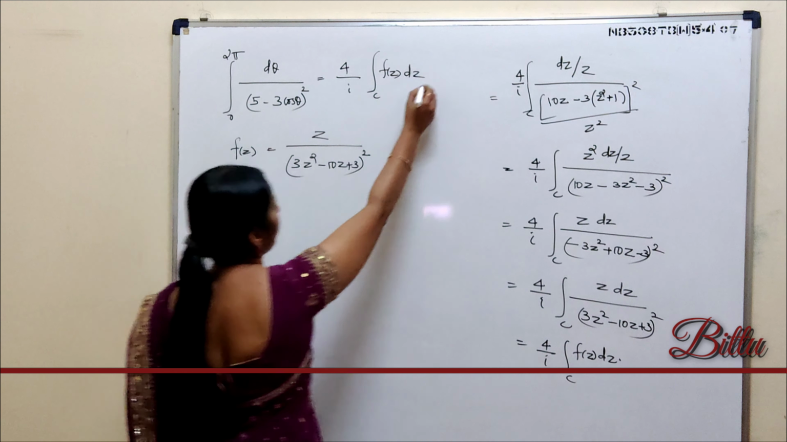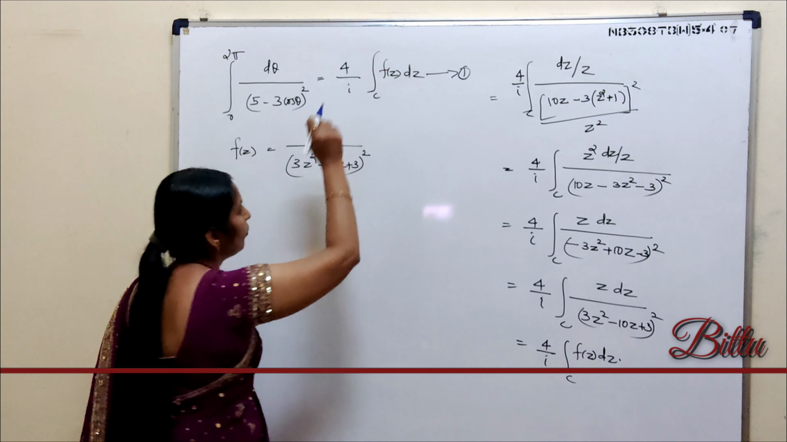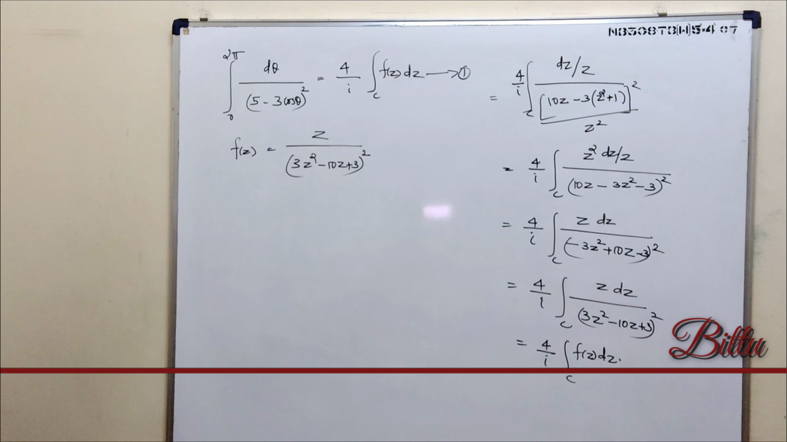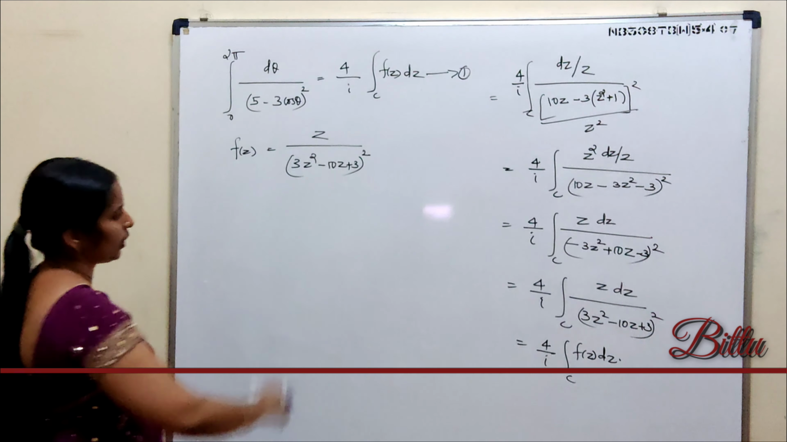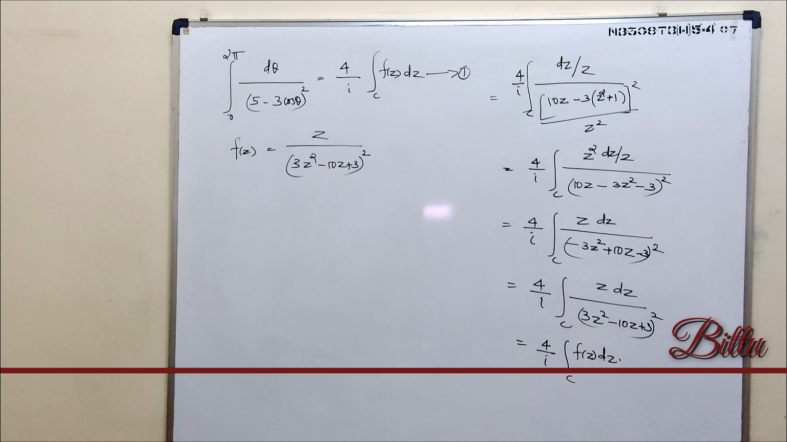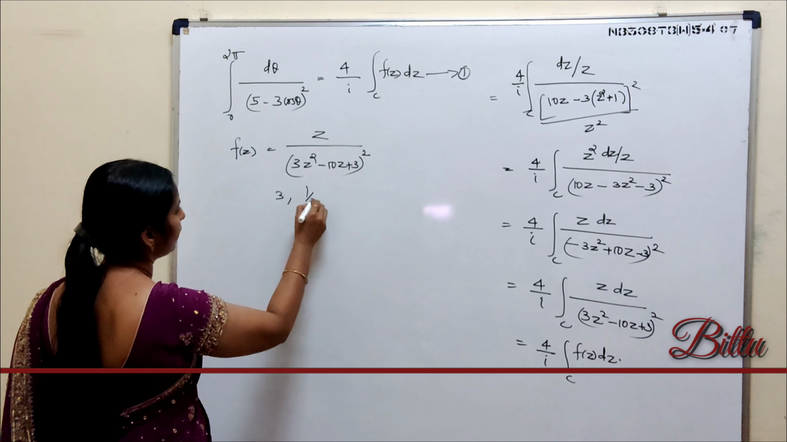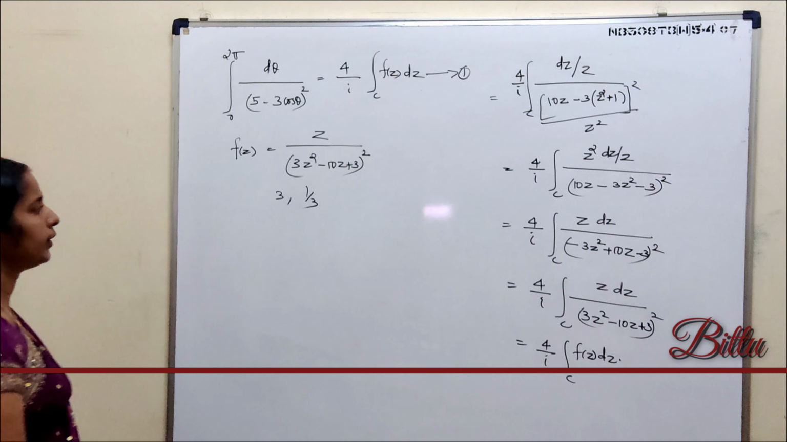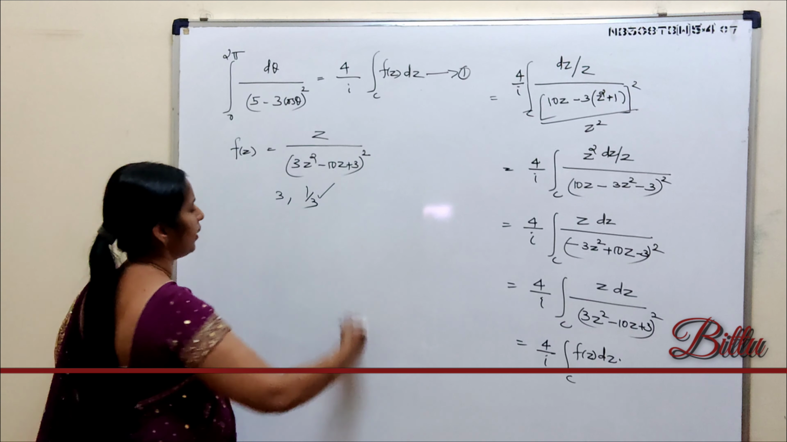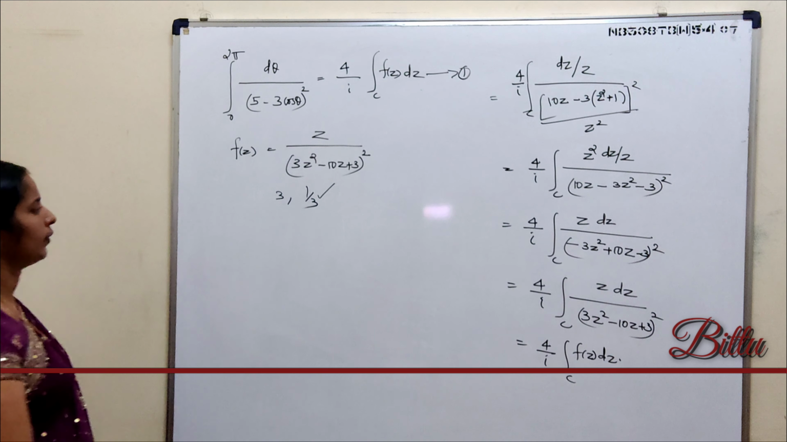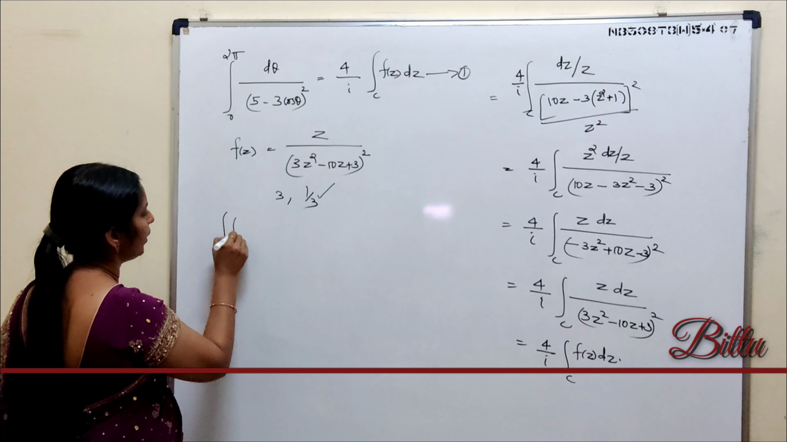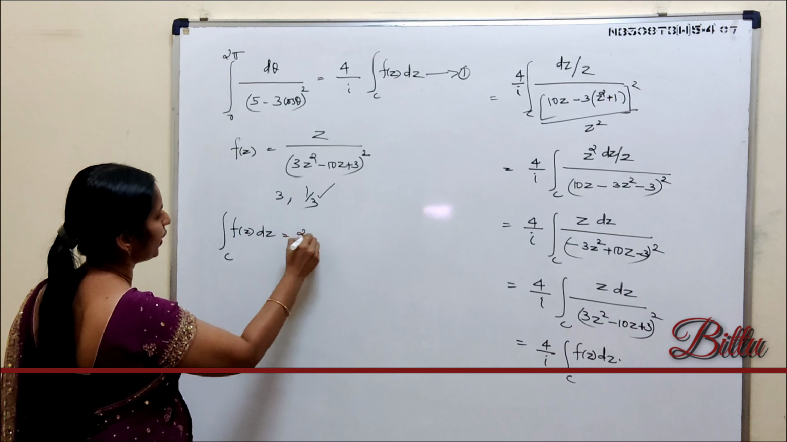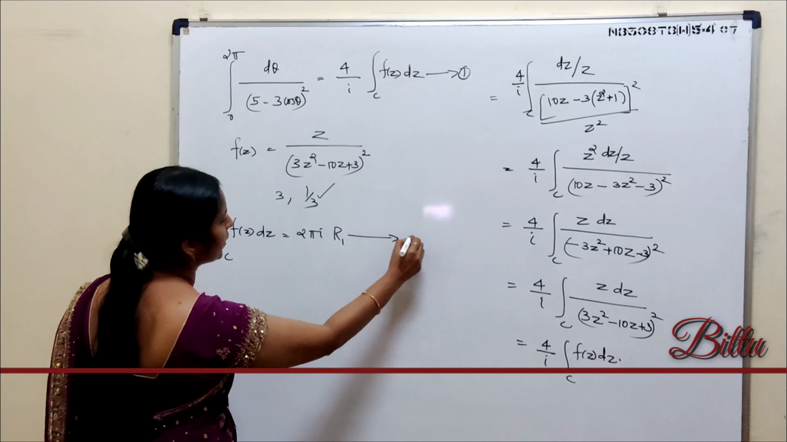Here f(z) is z by 3z square minus 10z plus 3 the whole square. Here you can apply the residue theorem. For applying the residue theorem, you have to find the singularities of f which lie within C. By solving this equation, you can see its singularities are 3 and 1 by 3. Both are poles of order 2. Here our C is mod z equal to 1, so 1 by 3 is inside of C. So by the residue theorem, integral over C f(z) dz is 2 pi i into R1. That is equation number 2.